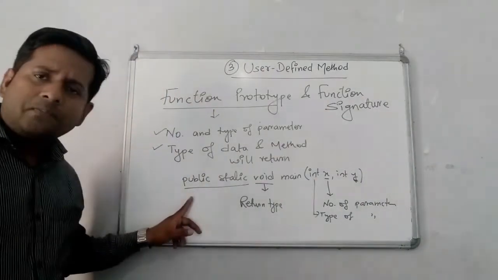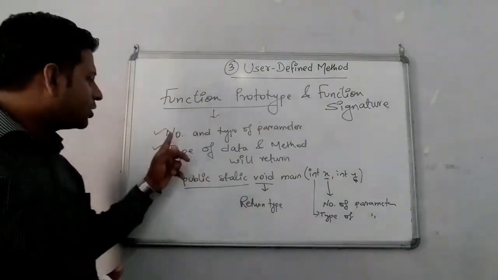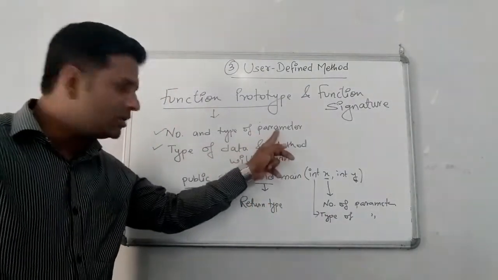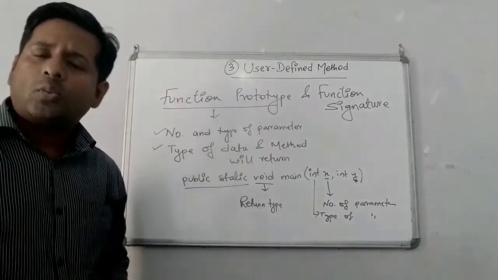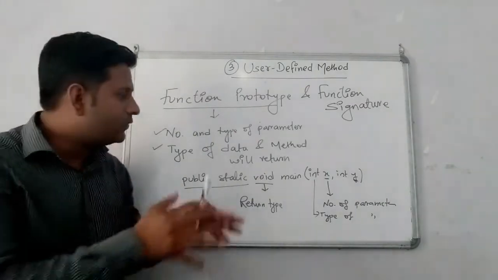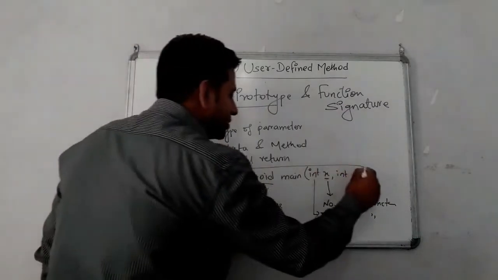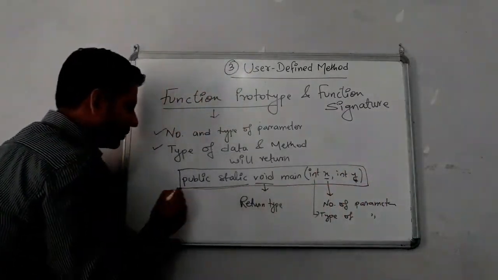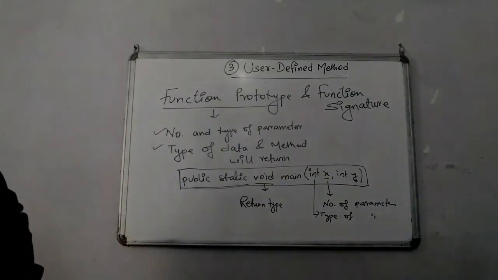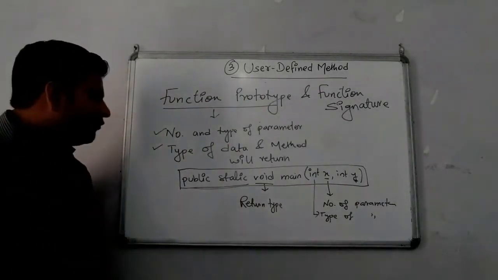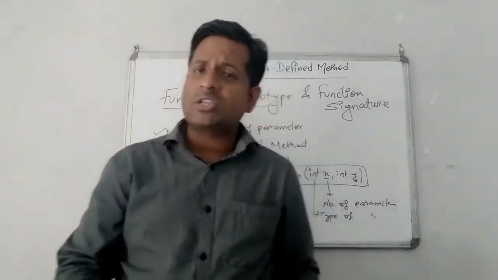Children, once again just see: function prototype means the first line of function definition, which gives you the information about the number and type of parameters. Secondly, the type of data the method will return, whether it will return or not. This information also we get from function prototype. So this line is known as function prototype, or method prototype. The second part, children, will be function signature. Now what is function signature? Let us see this also.